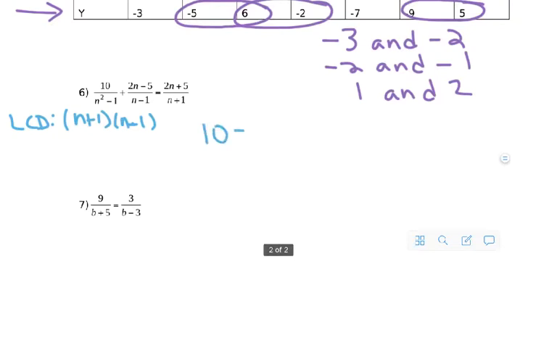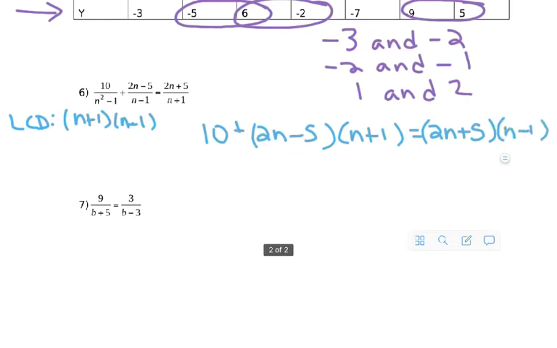So the first fraction is not missing anything. But the second fraction is missing an n plus 1. And notice that I wrote this in parentheses because we're going to have to distribute. And the third fraction is missing n minus 1. So first I'm going to distribute these, and I get 2n squared minus 3n minus 5, and we double check my work because I did it quickly.